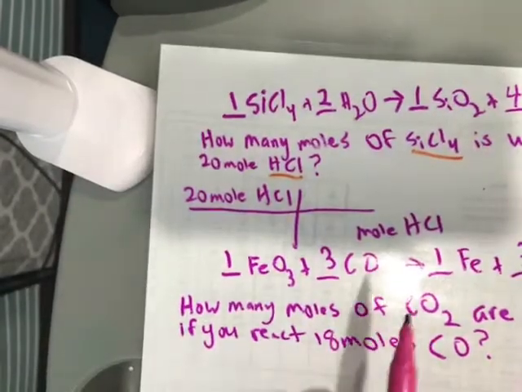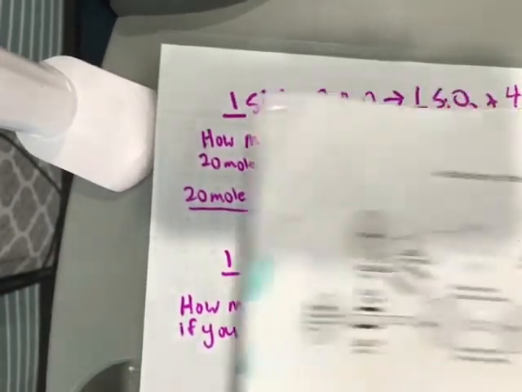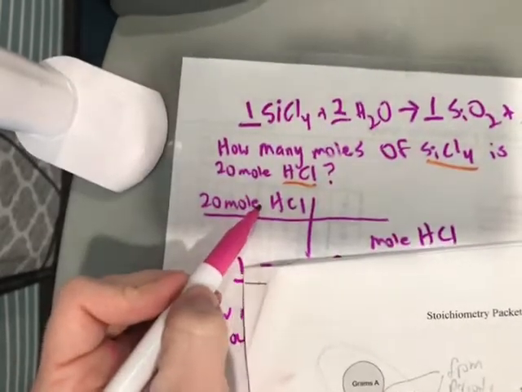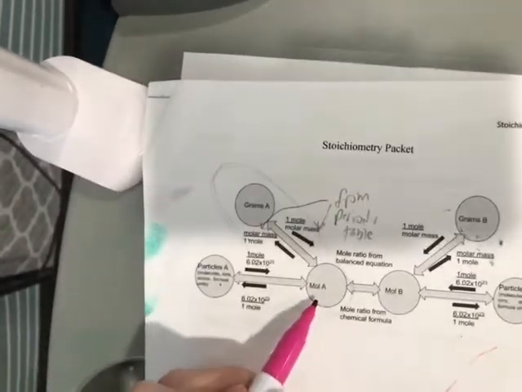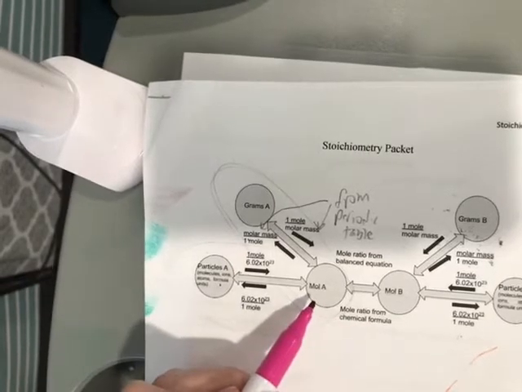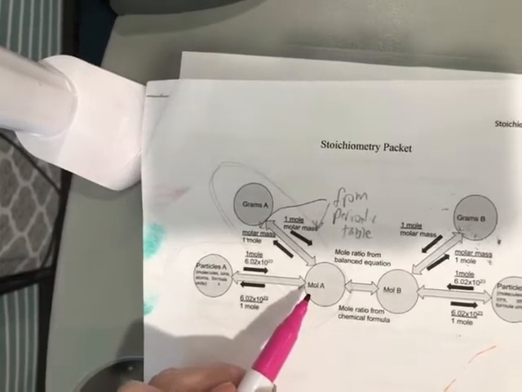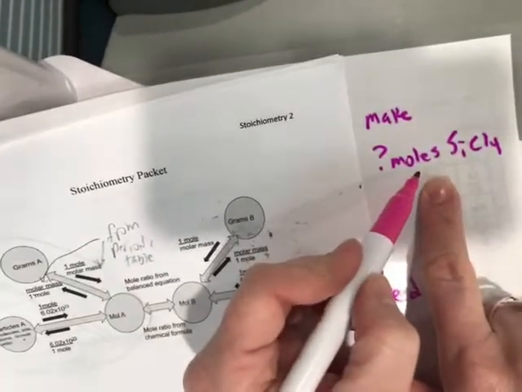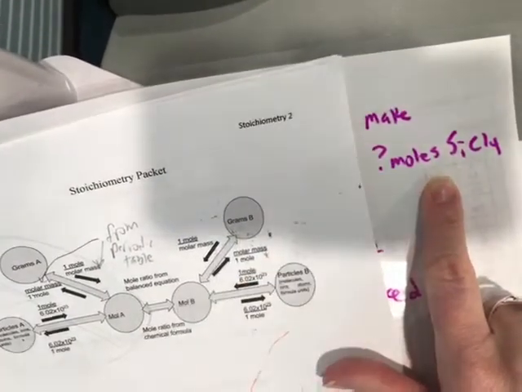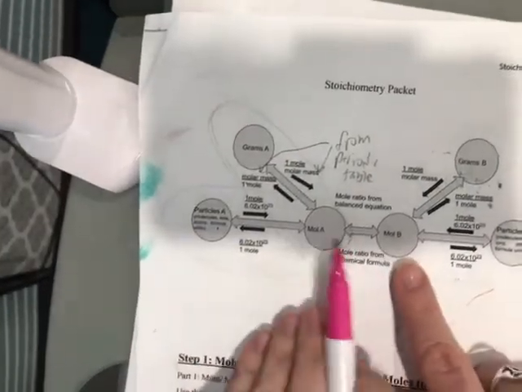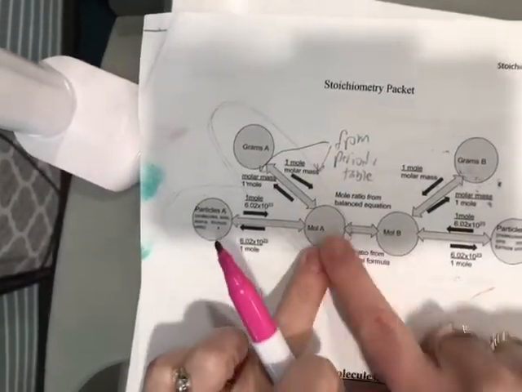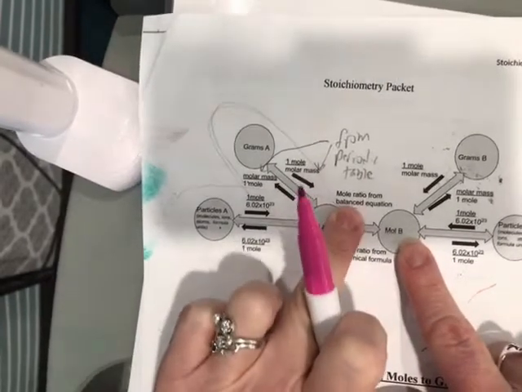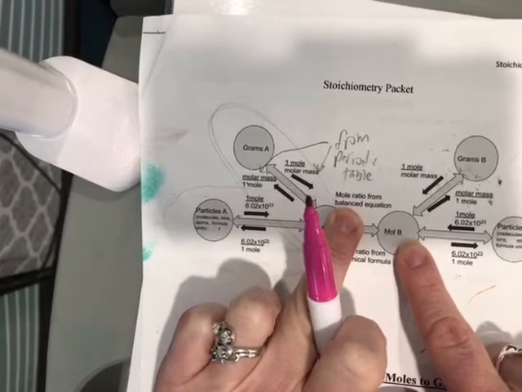Now I need to look at my little graphic organizer. Here I am at moles of my first compound. I'm at moles of HCl, so here I am at moles of A. Whatever compound is mentioned first, that's the one I'm calling A. I want to get to moles of something different, moles of B, basically the other compound. The only way I can do that is right here. I'm at this mole, and I want to get to moles of something else. Where do I get those values from? Mole ratio from balanced equation.